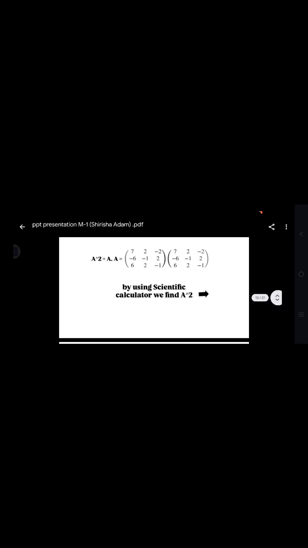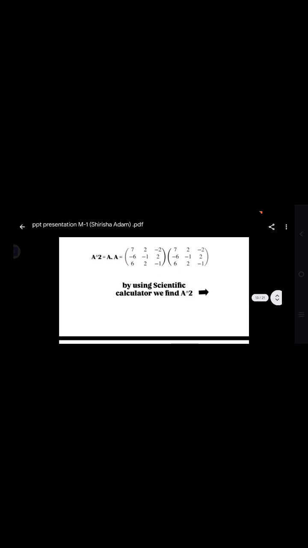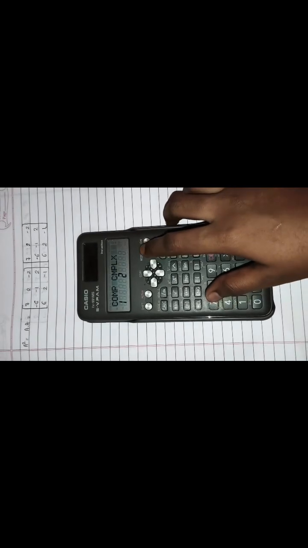Finding A square is equal to A dot A, where A is the given matrix. We find this matrix by using a scientific calculator. To find A square, we use the scientific calculator. Firstly, switch on the scientific calculator. Next, click 3 times on mode CLR, 1, 2, 3. You can see this type of screen.